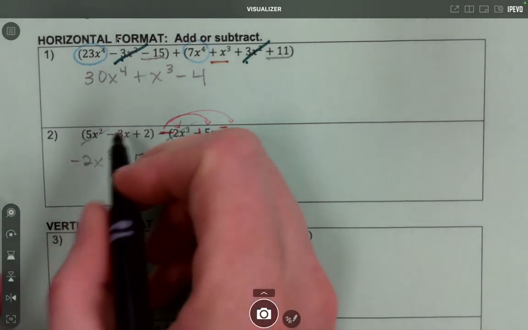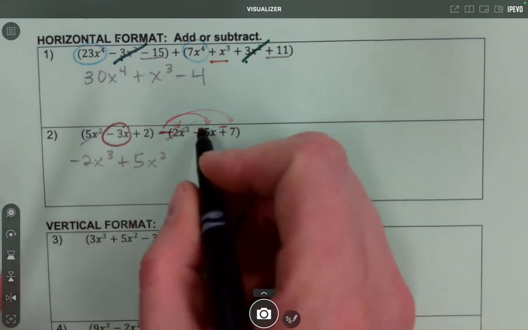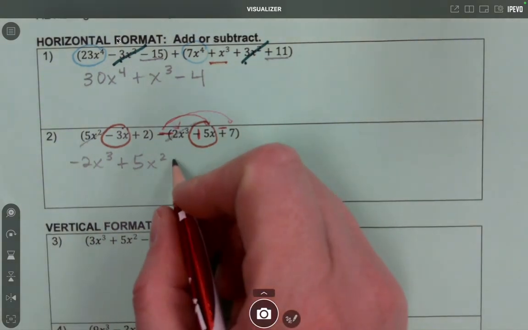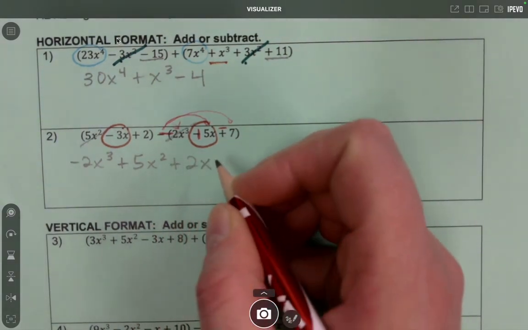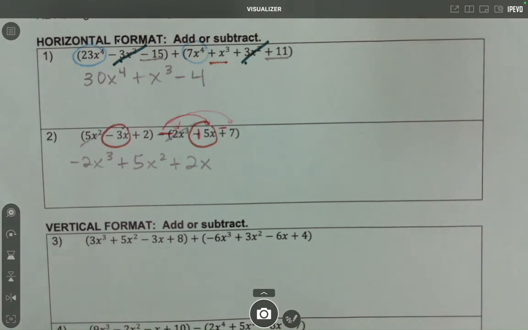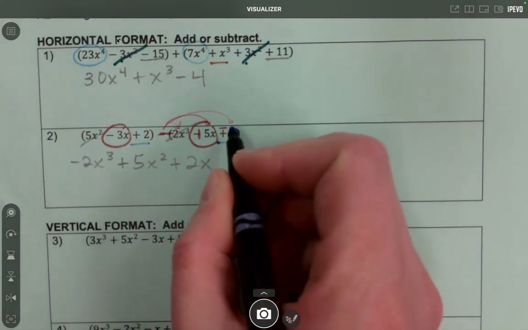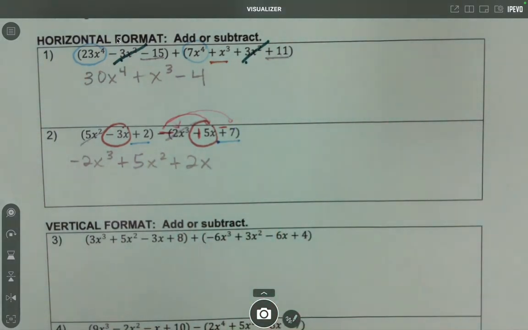And then I have a minus 3x and a plus 5x. Negative 3 plus 5 would be 2. Since it's positive, I write plus 2x. And then for my last one, I've got a plus 2. And remember, I changed the sign. This is now a minus or a negative 7.